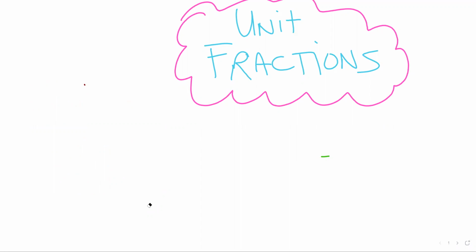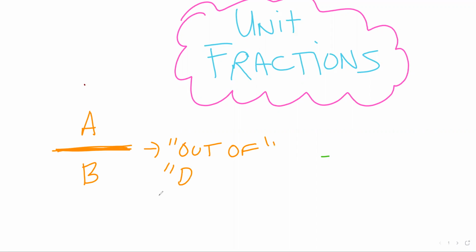So unit fractions. Let's look at the format of a fraction, like what a fraction is. It's formatted this way. You have A over B, right? So there's this fraction line here, and this fraction line says something. It says out of. It also says divided by. We'll talk about that as we go, but it's kind of cool to express that now and get an idea of that.